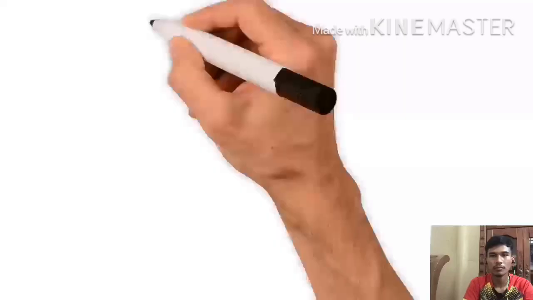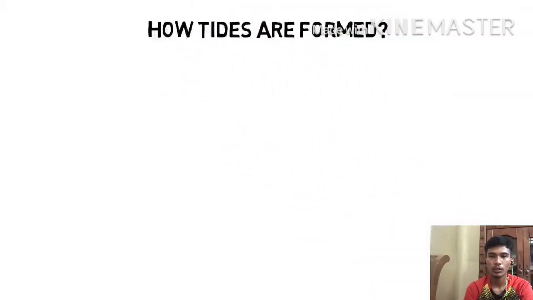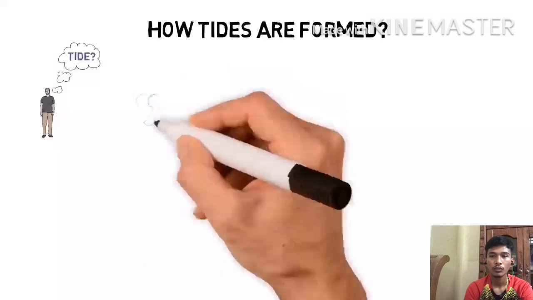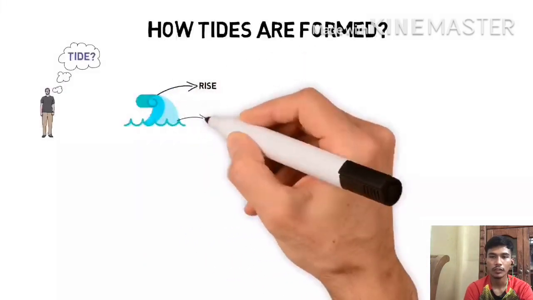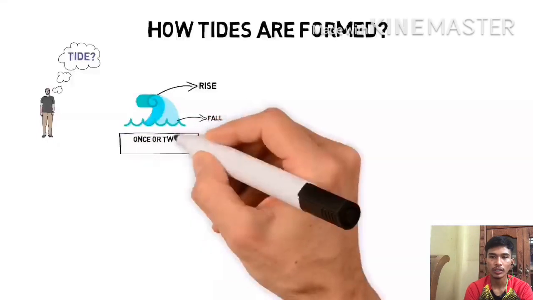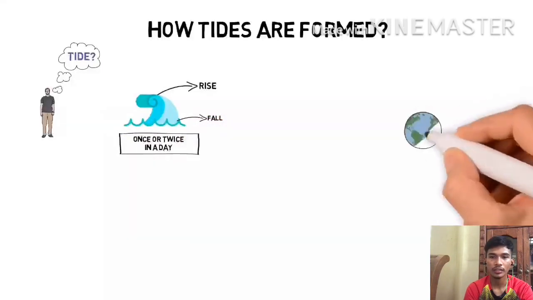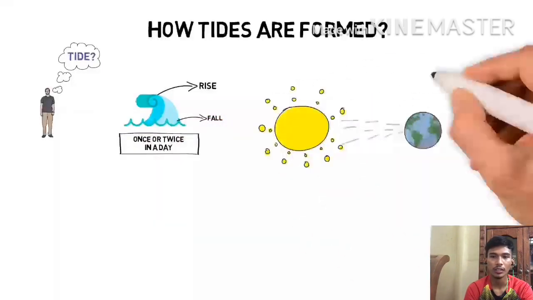I will present to you a video about tides. Okay, let's go to the topic: tides. So what is a tide? It is basically the rise and fall of the sea level. It occurs once or twice in a day, and the reason behind it is the attraction of the sun and the moon.